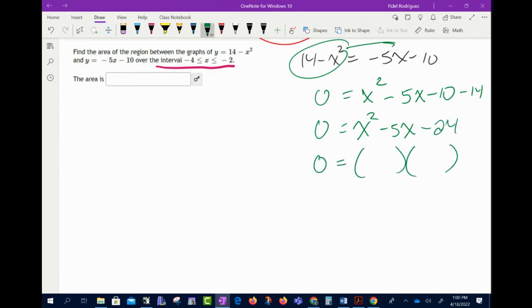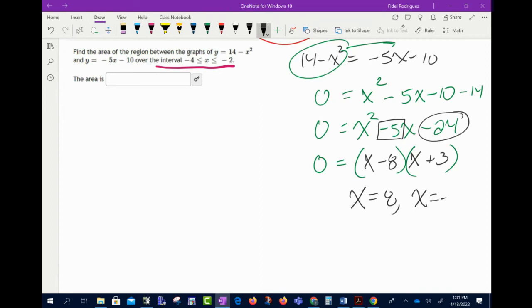All right. So look, we're looking for two numbers that are going to multiply to a negative 24, but when I add them up, I get a minus 5. What two numbers multiply to negative 24 but add up to a negative 5? Excellent. Very good. Negative 8 and positive 3. Okay. All right, y'all. So now when we set each part equal to 0, we're going to get x equals 8 and x equals negative 3. Okay.